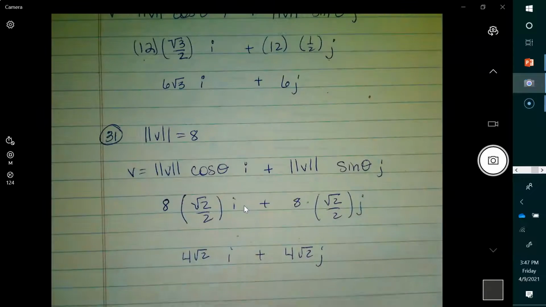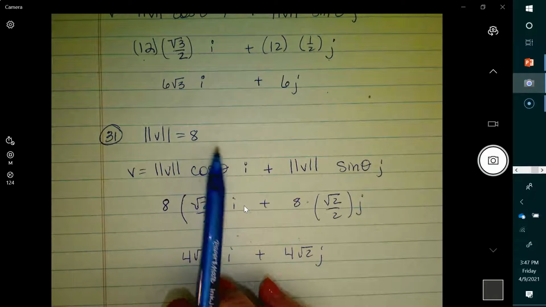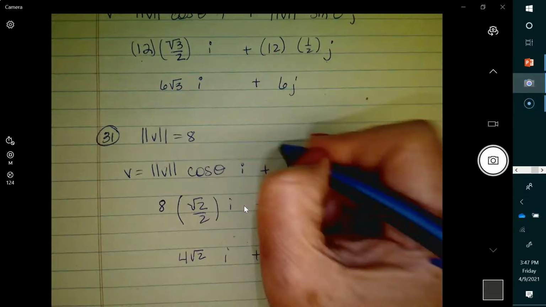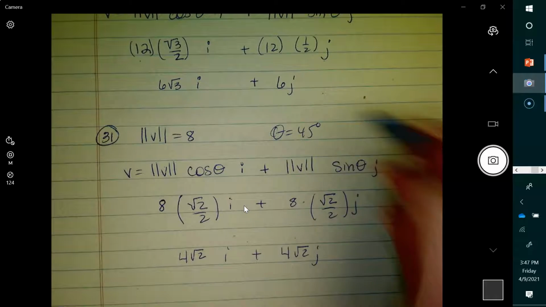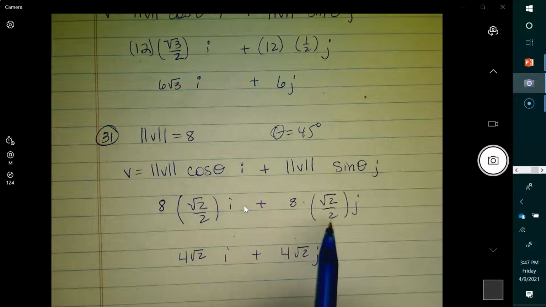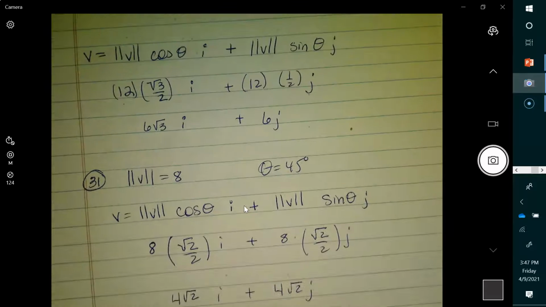31, same type problem, except we're using a different theta. Theta is 45 here, so both its sine and cosine are square root of 2 over 2. And this is what we get when we simplify.